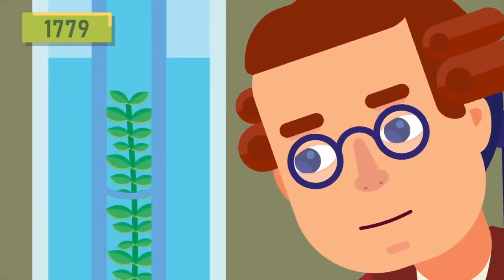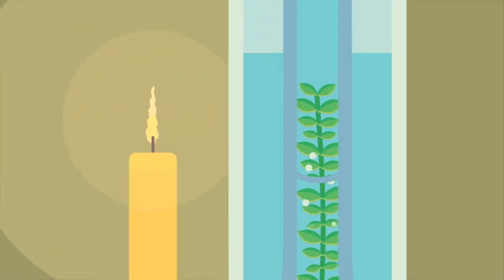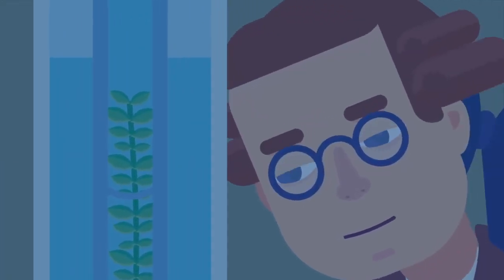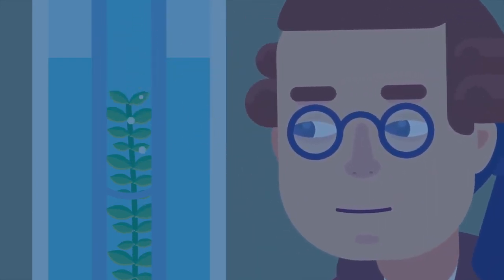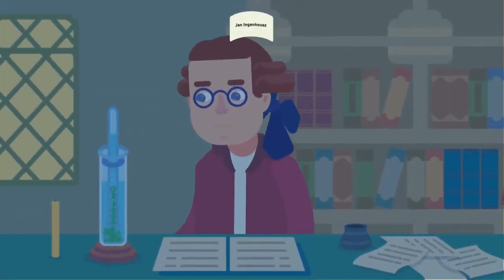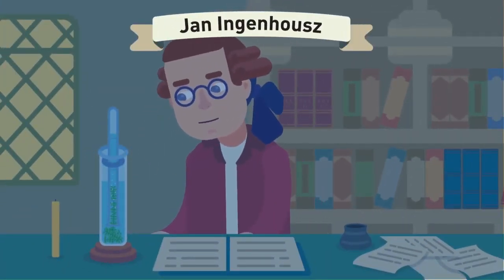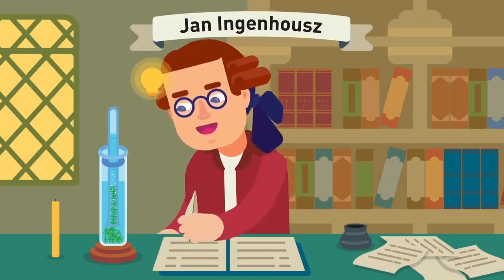In 1779, a scientist observed that in the presence of light, plants give off bubbles from their green parts, while in the shade, the bubbles eventually stop. He identified the gas as oxygen. He also observed that, in the dark, plants give off carbon dioxide. This man was Jan Ingenhousz, and this is how he became the first man to discover the process of photosynthesis.